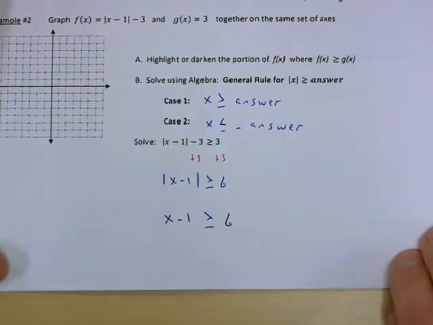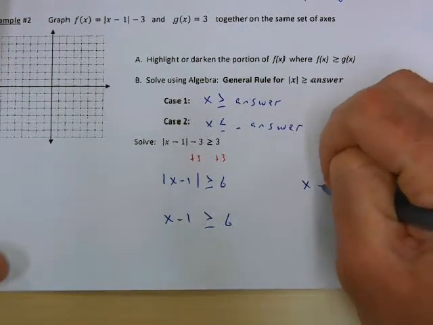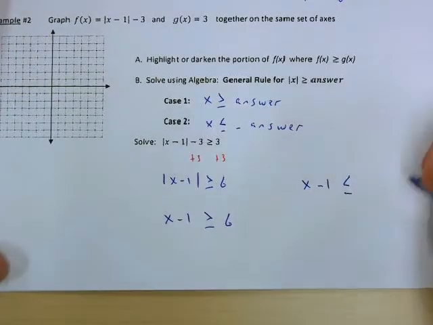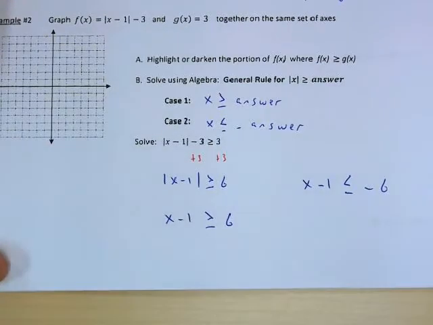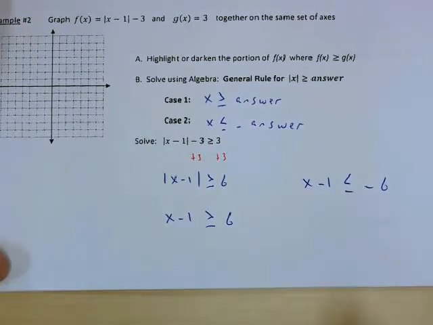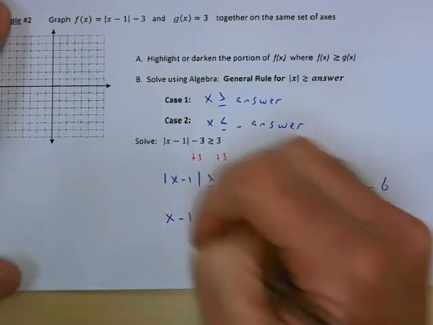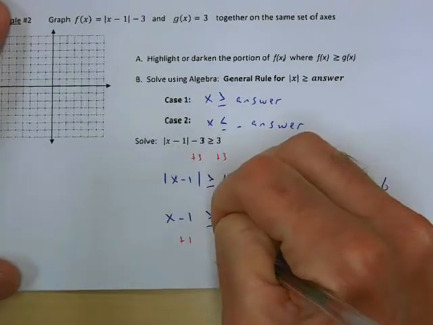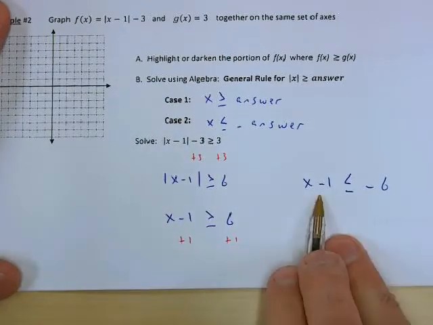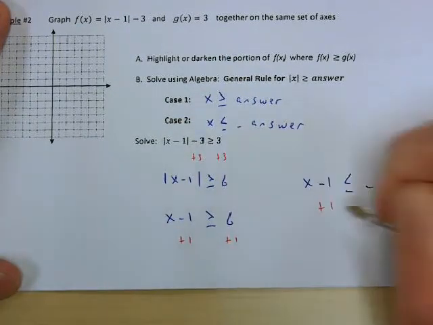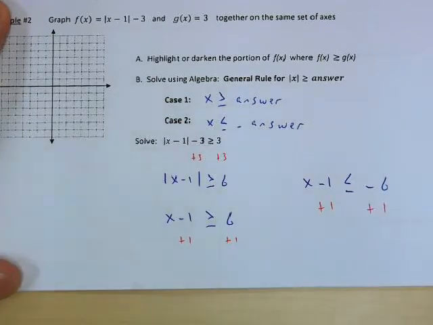So again, the second case is I want to see when does my stuff, x minus 1, come out less than or equal to negative 6. Okay, so now I have my 2 equations. Sorry, I staggered them a little bit. But let's solve these things. Now if you want to, since the left side of the equation is always going to be the same, you can solve these at the same time because you want to do the same steps to get x by itself. So we want to add 1 to both sides in each of our equations.